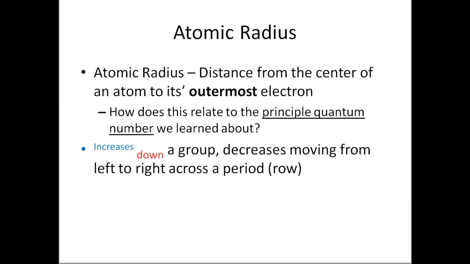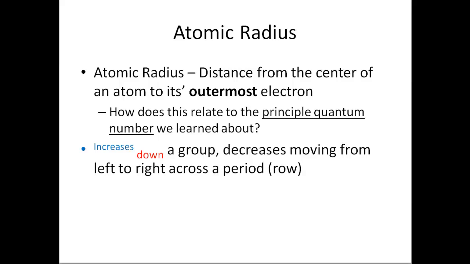The period number increases as you go down the periodic table. The period number is equivalent to the principal quantum number. The higher the principal quantum number, the further out an electron is, so the higher the atomic radius. It's all related, it's all connected. These things aren't just arbitrary. So that's the understanding of it.